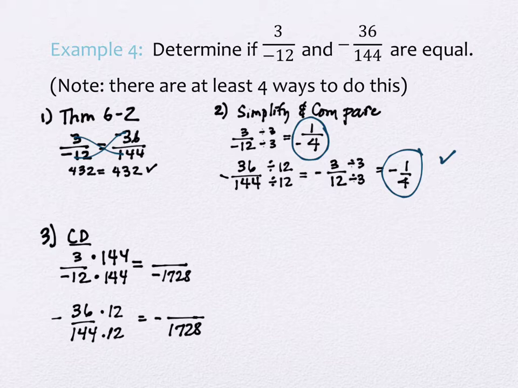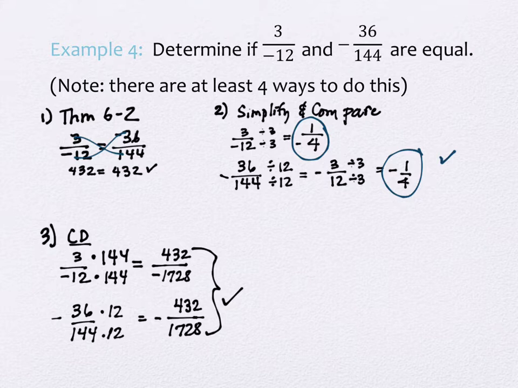Okay, numerators. What's 3 times 144? 432. And what's 36 times 12? Hopefully it's 432. Yeah, did it work out? Again, we get to this point, they're equal. So the original fractions were equal as well.